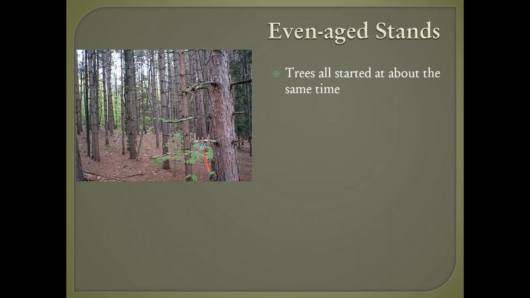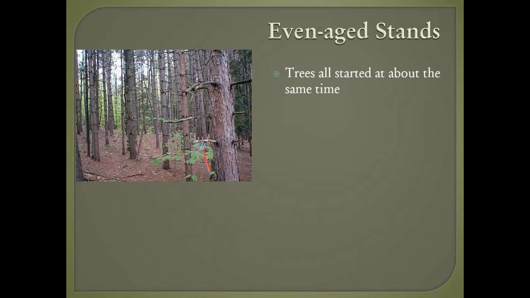By the 1850s, we had cleared 80% of our forest, with only 20% in woods. The rest of it was open agricultural fields. So as the forest has returned, we actually have a very, very young forest. And many times you'll go into the woods and you'll see trees that have started all about the same time. This is an example of an even-aged forest. It's a way to read the forest.